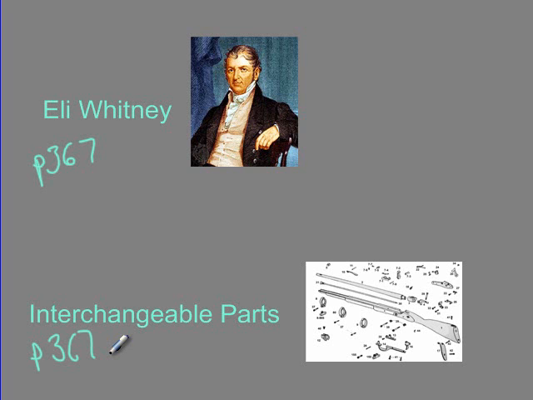The other problem is if one little piece on that gun breaks, you either have to hand make a new piece for it, or you have to build a completely new gun. Either way, you're spending a lot of time and a lot of money. So it's not really a very good system. So Eli Whitney uses this system of interchangeable parts to totally revolutionize not only the way guns are made, but the way factories work and the way anything is made.